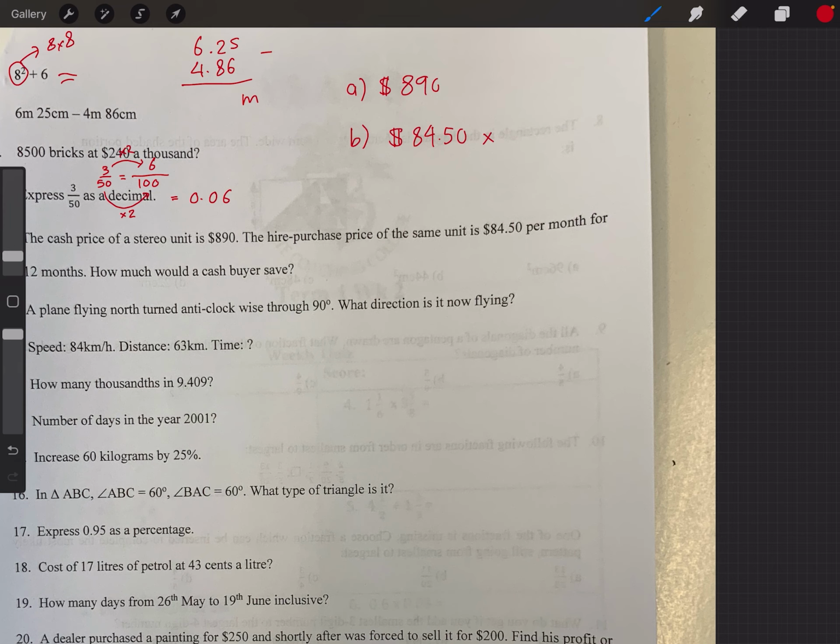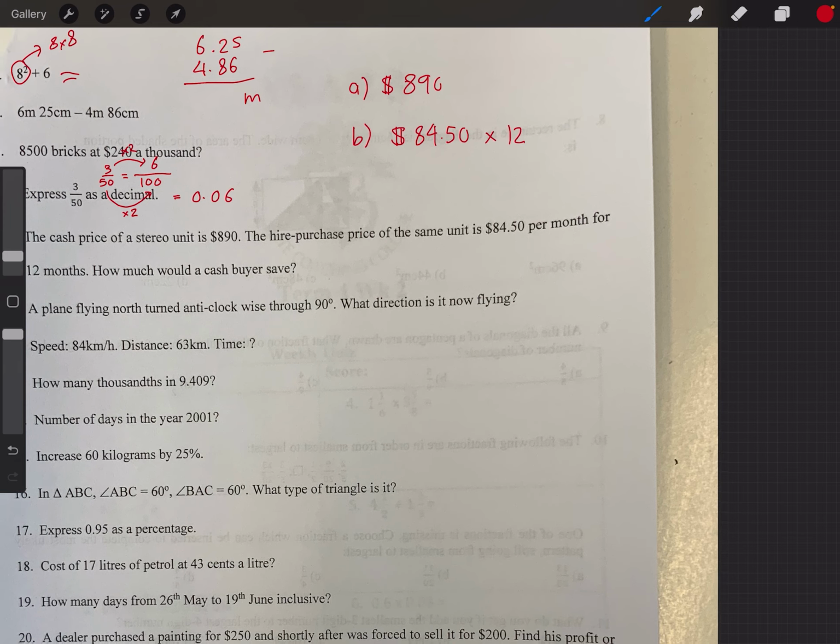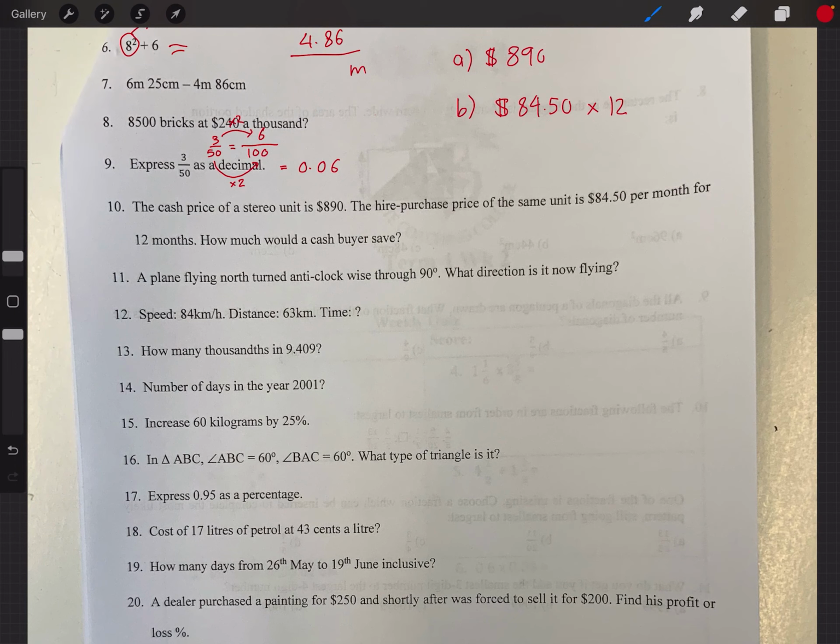So you have to multiply by 12. You pay it over 12 months, so in a year's time. You pay $84.50 each month, so work that out. This number is going to be bigger than 890. So you take that number, take away 890, and you get how much money you will save.